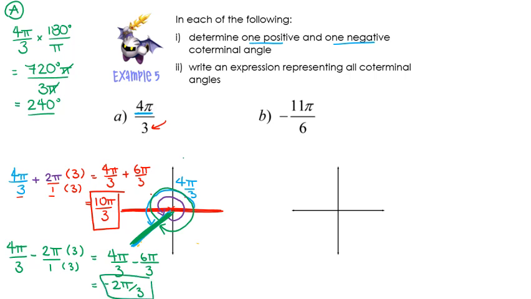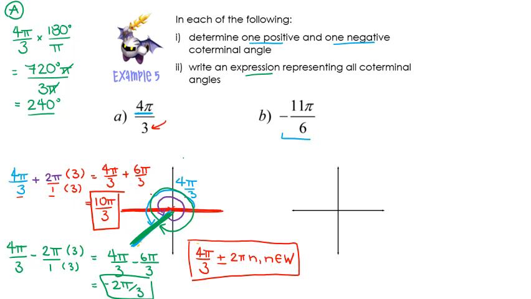Now, for the second part, if I want to write an expression that represents all coterminal angles, all I need to do is start with my principal angle of 4 pi over 3, and you're either just adding or subtracting 2 pi times n, where n happens to be a whole number. So this is just going to be a general expression that represents all coterminal angles.